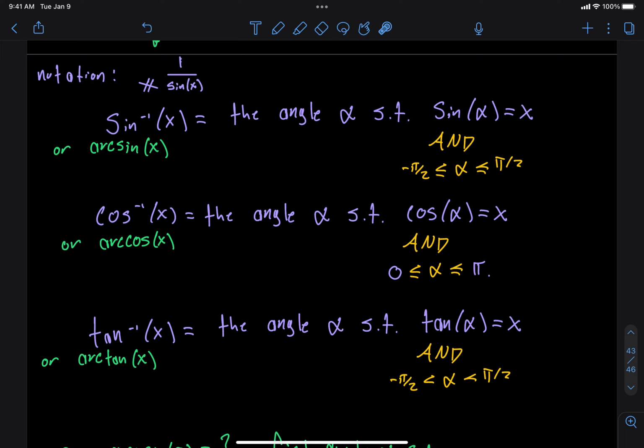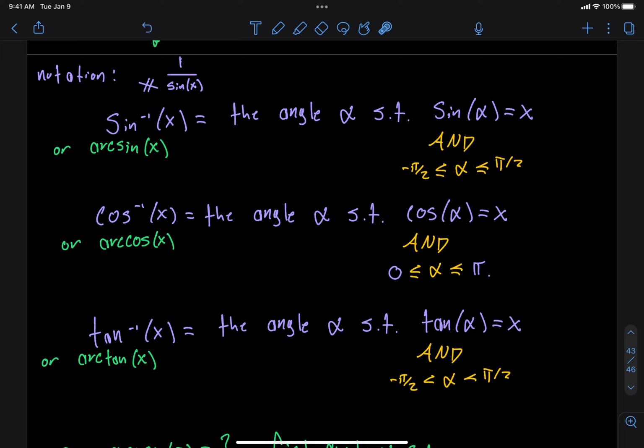X doesn't necessarily always mean something in terms of geometry, right? We can use any letter we want. I could do sine inverse of t. I could do sine inverse of k. I could do sine inverse of any letter I want. It's just that whatever that number is needs to go in the y value of the point I'm searching for.